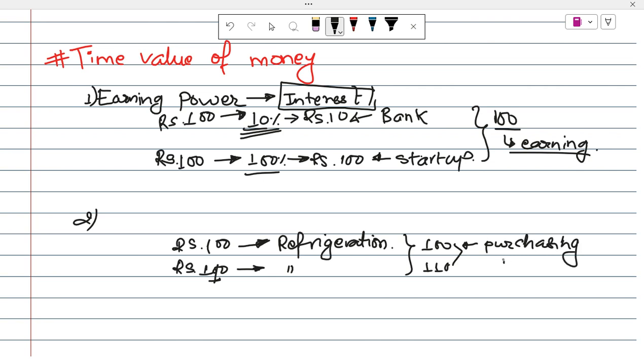This is known as the purchasing power of money. Purchasing power is quantified in terms of the inflation rate. Earning power is quantified in interest, and purchasing power in the inflation rate.